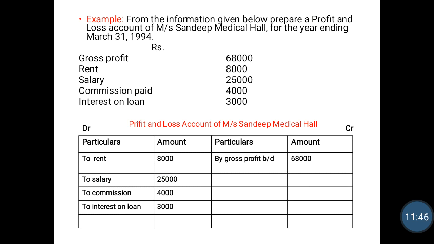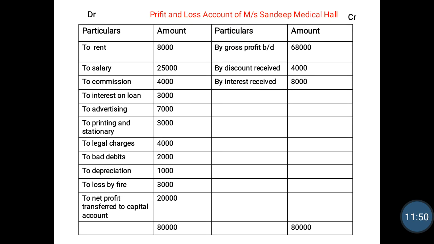So finally we prepare the profit and loss account of Sandeep Medical Hall in this way, and at the end make the total of the debit side and the credit side. When these totals tally, it indicates that there is no error in the profit and loss account.